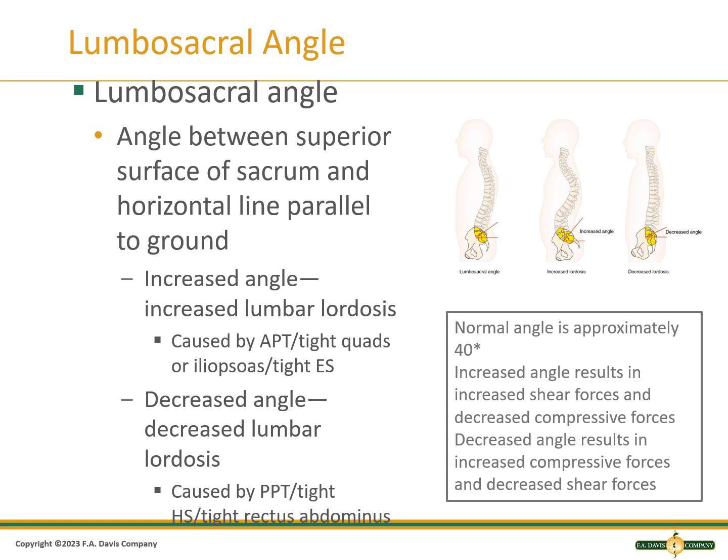When we have a decreased angle, it's typically caused by tight hip extensors or tight rectus abdominis and results in decreased shear forces and increased compressive forces because it's a flatter surface for the body weight to be sitting down on.